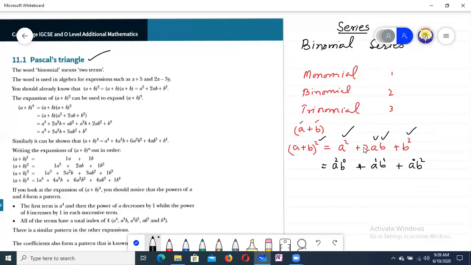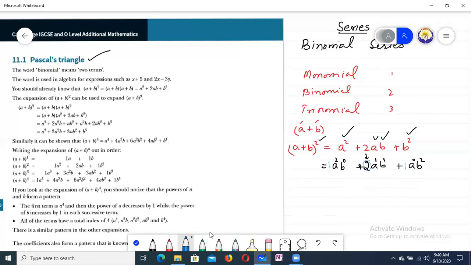We are getting the same terms, but this 2 we did not get here. This 2 is called the coefficient of this term. Here the coefficient of this term, nothing, means 1. Here the coefficient of this term is 1. Here the coefficient of this term is 2. And here the coefficient of this term is also 1. How can we get these coefficients? We get these coefficients with the help of the Pascal triangle.